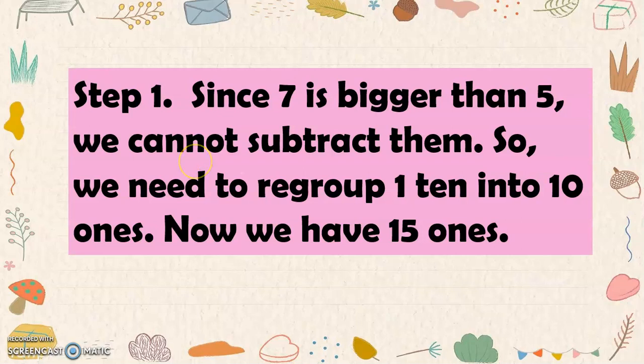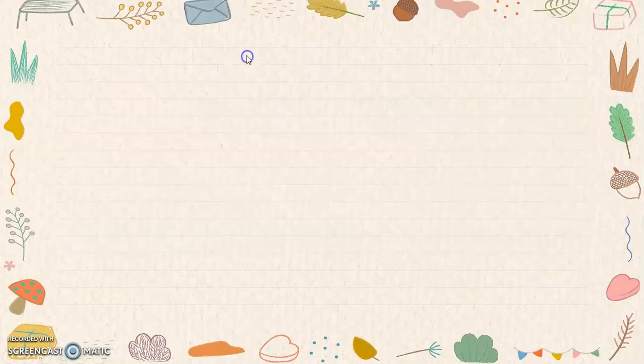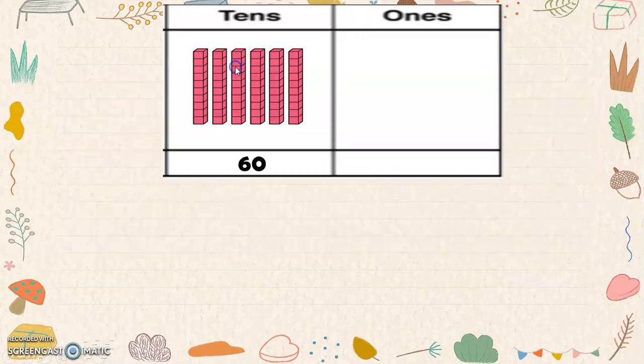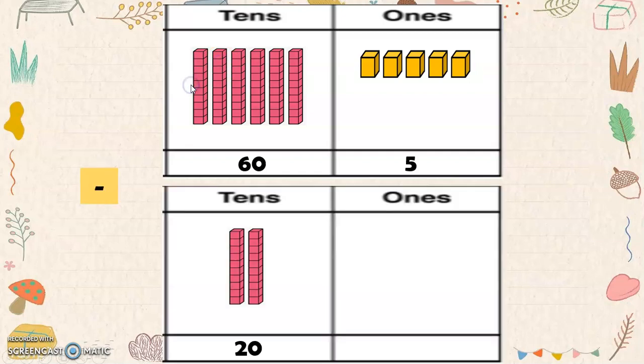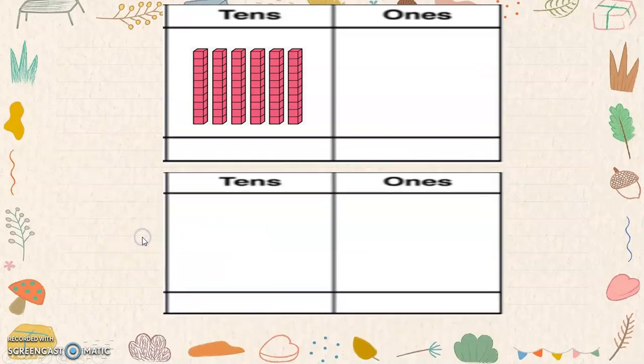So, this is step 1. Since 7 is bigger than 5, we cannot subtract them. So, we need to regroup 1 ten into 10 ones. Now, we have 15 ones. So, we have here the 6 tens or 60 and then the 5 ones, so we have here 65. Minus 2 tens or 20 and then the 7 ones, we have here 27. So 65 minus 27. Now, we are going to do regrouping.